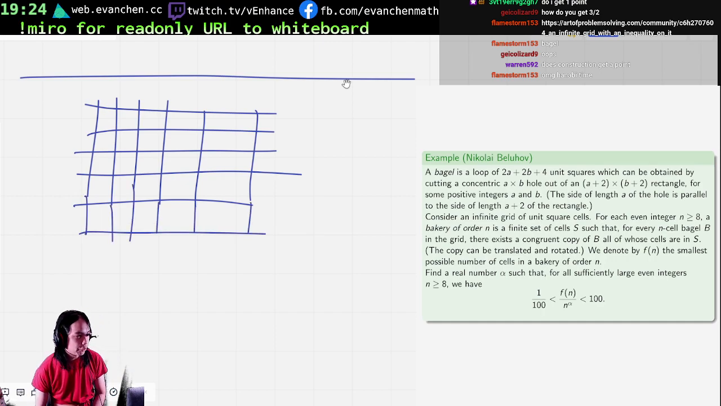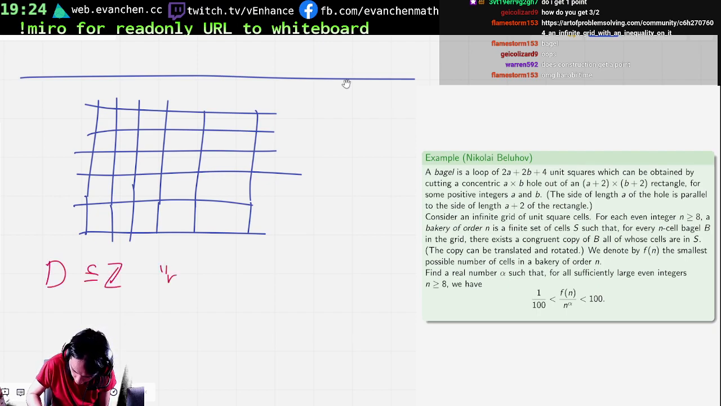So basically what you do is, let D be a set of integers, which I'm going to call a ruler for reasons that will be clear momentarily. And then what I do is I construct D by D. So each of these lines that I'm drawing is a 1 by D array of cells.